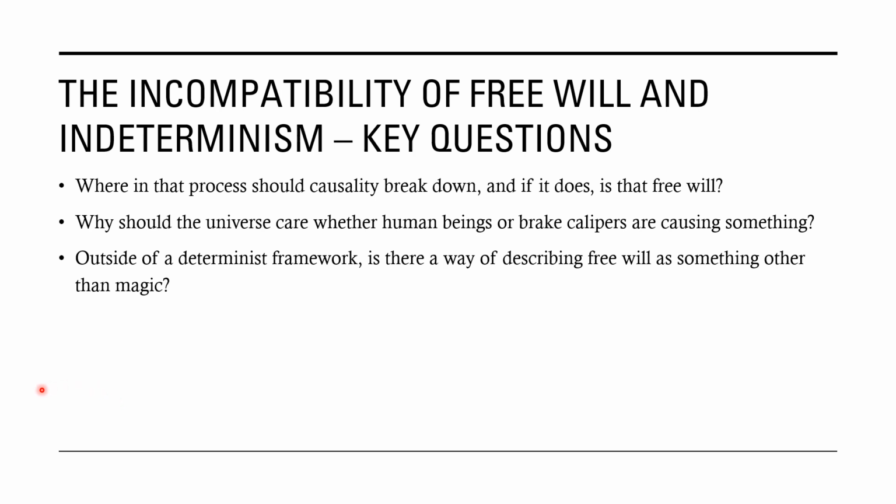So I'm going to keep this here just for a couple of seconds. Again, some of the key questions you should ask given the illustration we just went through are: number one, where in the process should causality break down? And if it does, is that free will? Also, why should the universe care? This is something I could have also mentioned. Why should the universe care whether human beings or brake calipers are causing something?